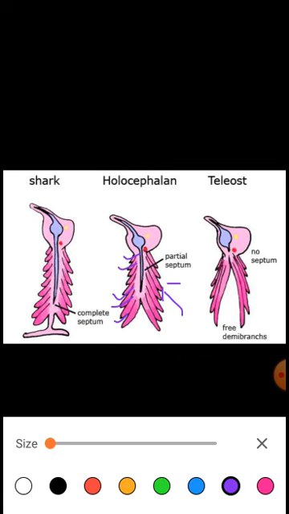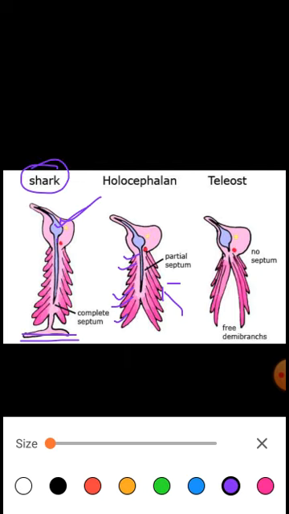In case of sharks, the filaments on both sides are separated by a septum. The pink one is the septum, while the sky blue one is the blood supply, this one is the blood supply, while the pink area is the septum, and that is extending the gill. The septum extends beyond the gill filament, okay? This is in case of sharks.